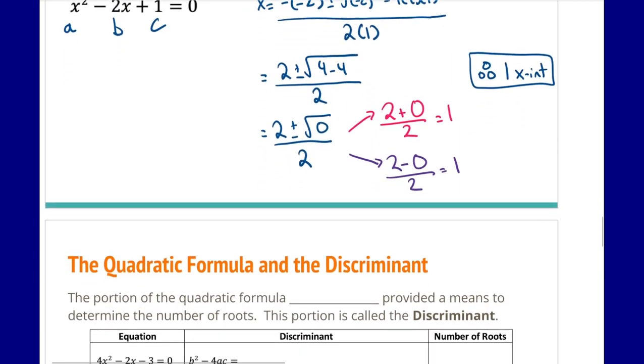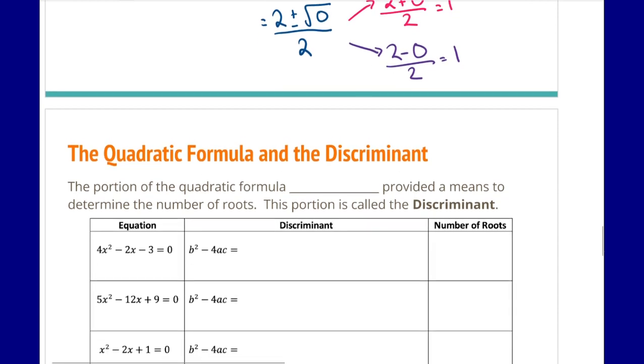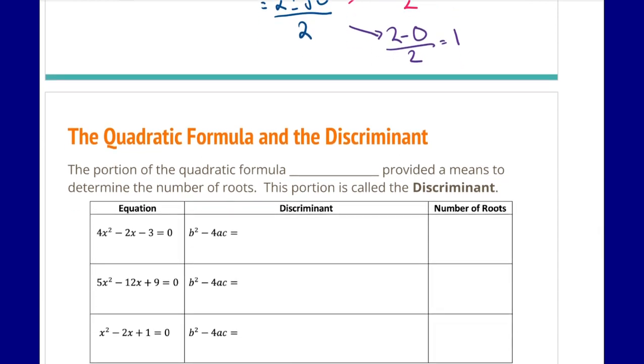And if you found it, great. If not, that's okay. But there is a specific part, and it's called the discriminant. The discriminant is the specific part that's underneath the square root, so the b squared minus 4ac. That part specifically tells us how many x-intercepts we have.